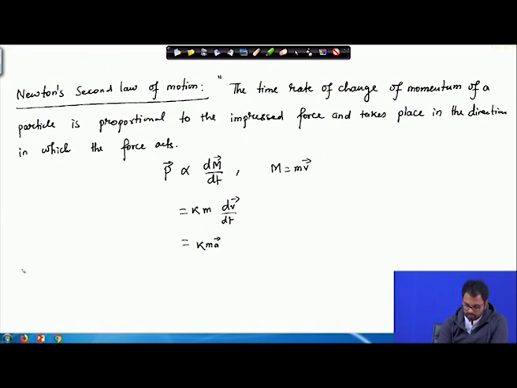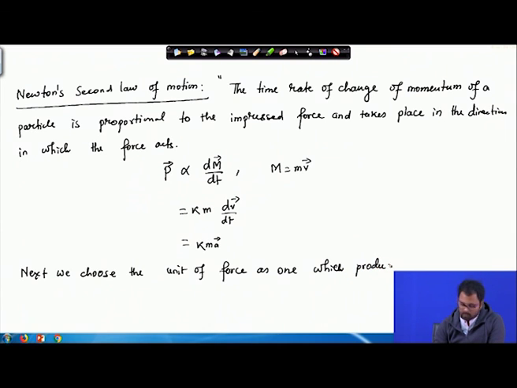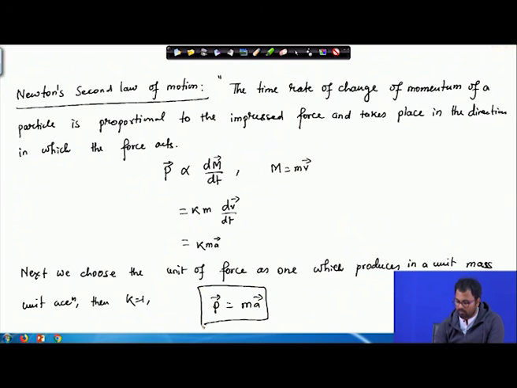Next, if we choose the unit of force as the one which produces unit acceleration in a unit mass, then k will be 1, and hence we will have P equals m times a. So, this is basically our Newton's second law of motion.